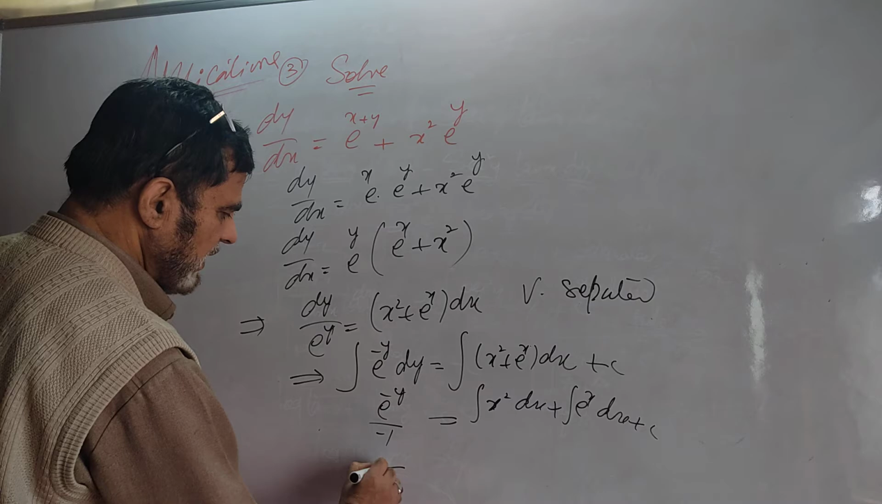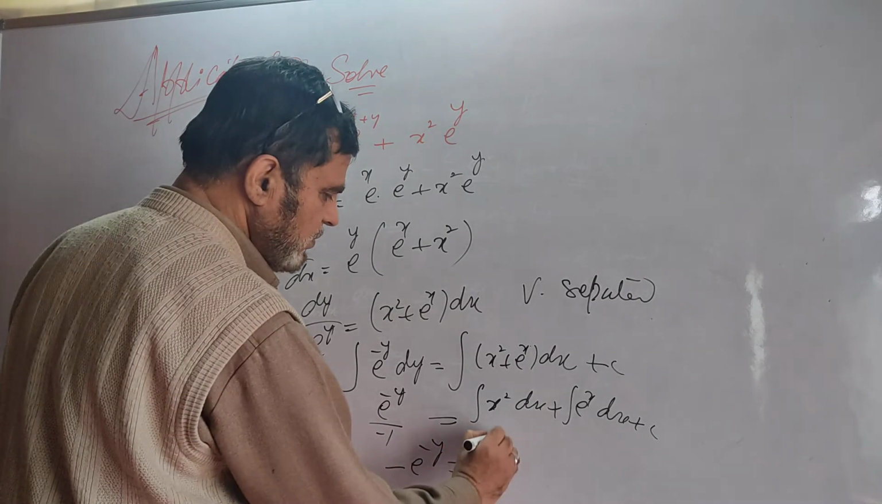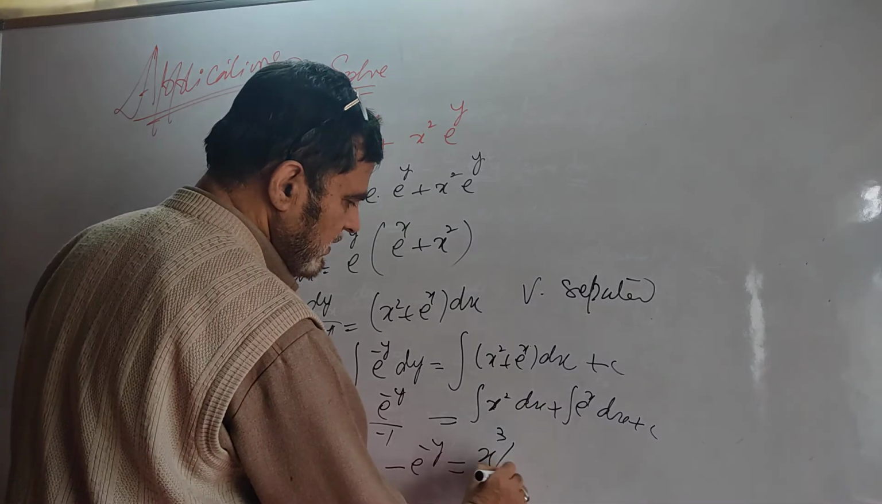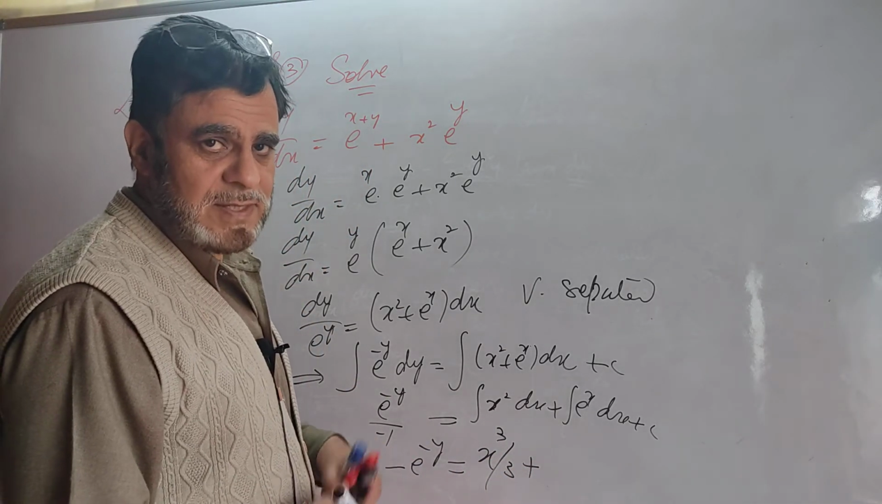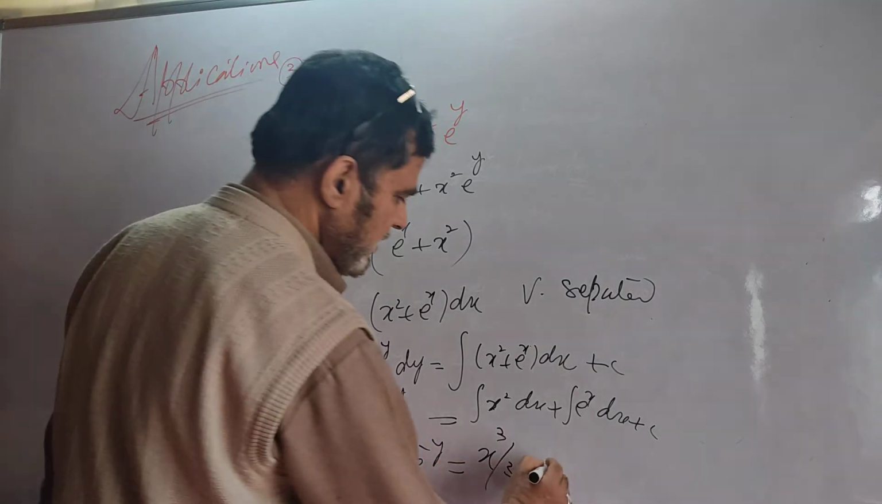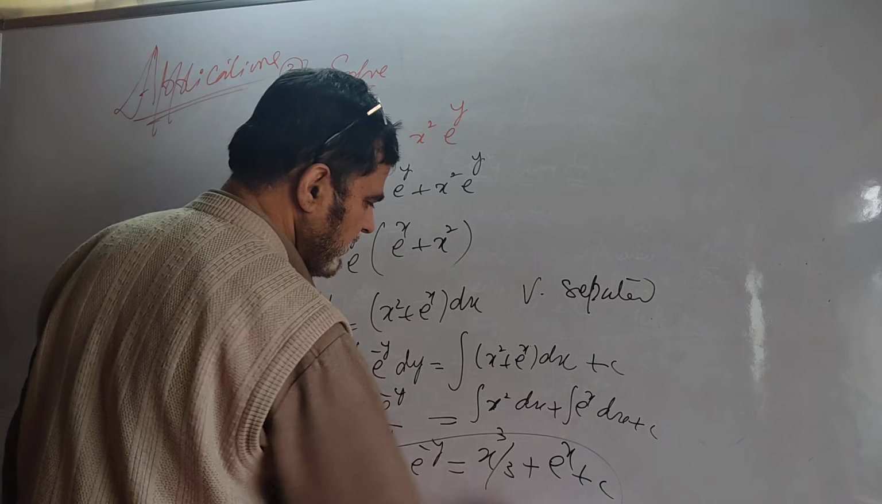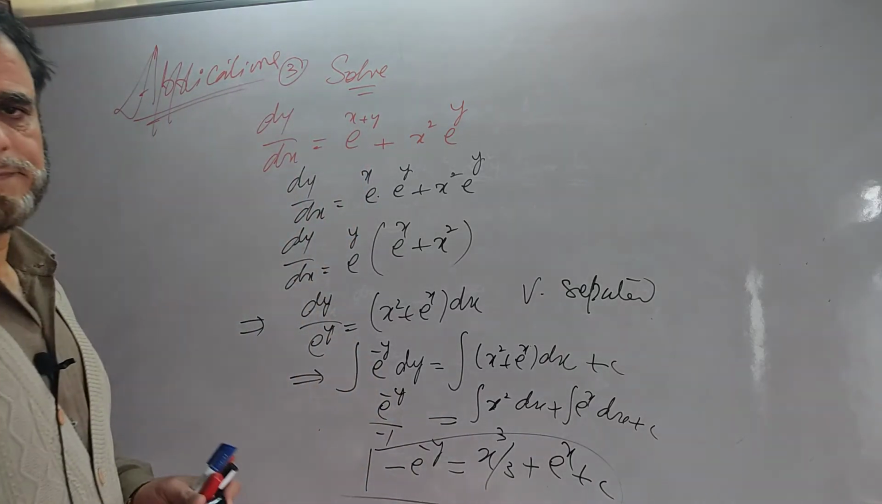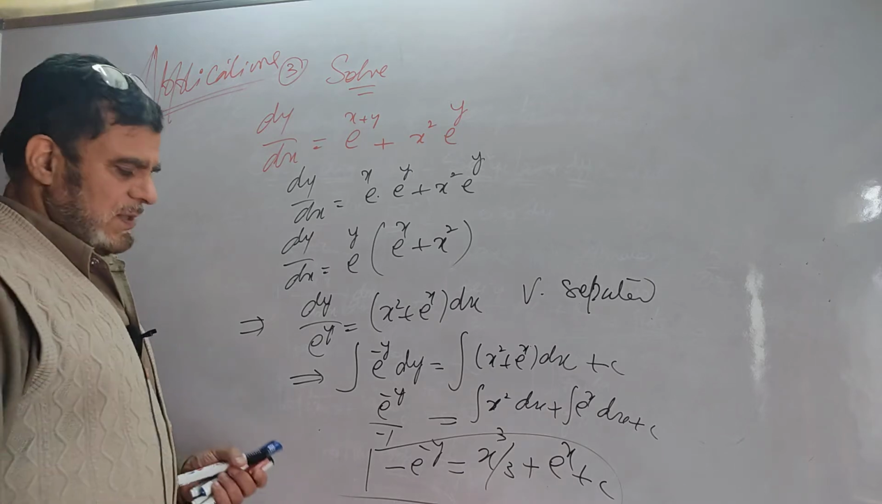This gives you minus e raised to power minus y is equal to, what is the integral of this? It is x cube by 3. Integral of e raised to power x is e raised to power x, and the differential of e raised to power x is also e raised to power x. So it is e raised to power x plus c. So this is your solution of this differential equation. Do you follow? Very simple.